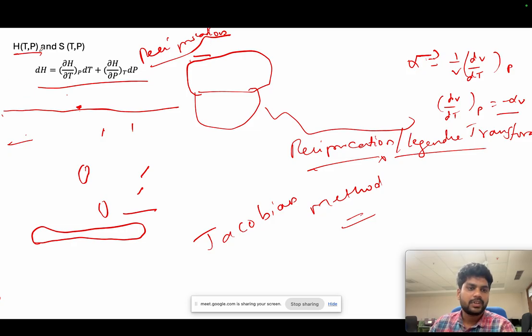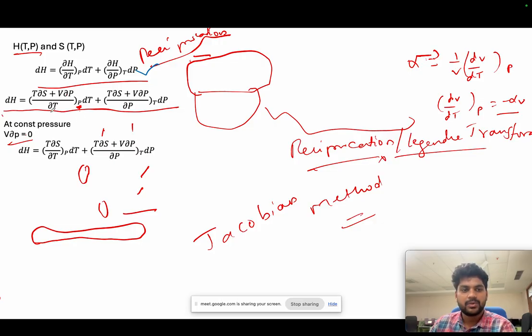We have taken H of T comma P. So dH equal to dH by dT at constant pressure dT, and this is the best one which we know. What I have taken was, we know that dH equal to TdS plus VdP. So I applied it here, and at constant pressure, obviously this term will be 0. So that's what we get, 0, and then dH equal to T dS by dP at constant T dP plus this one.